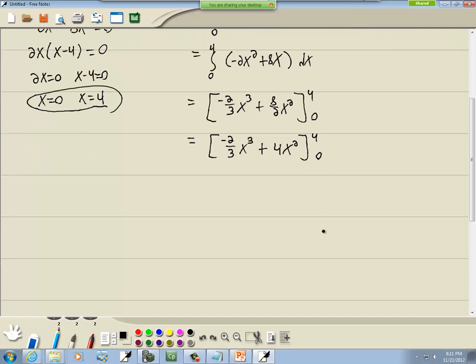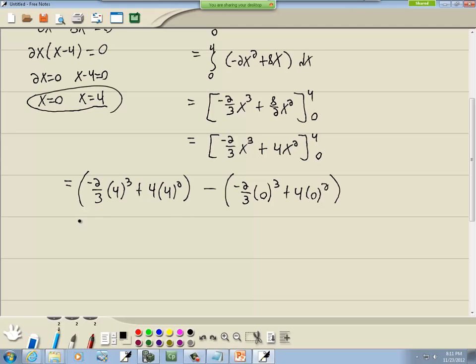Okay, now we're ready to plug our numbers in. So we got negative 2/3, 4 to the third, plus 4 times 4 squared, minus, 0 doesn't do anything, but we'll go ahead and put it in here to show it. Of course, 0 to the third is 0, times negative 2/3 is 0, 0 squared is 0, times 4 is 0, so that all drops away. Okay, 4 to the third, 4 times 4 is 16, times another 4 is 64, times negative 2 is negative 128 over 3. 4 squared is 16, times 4 is 64.